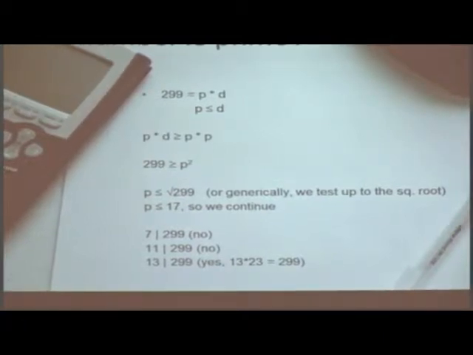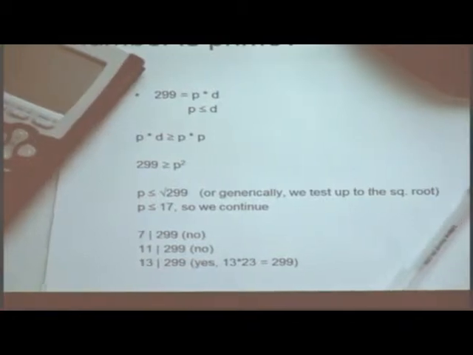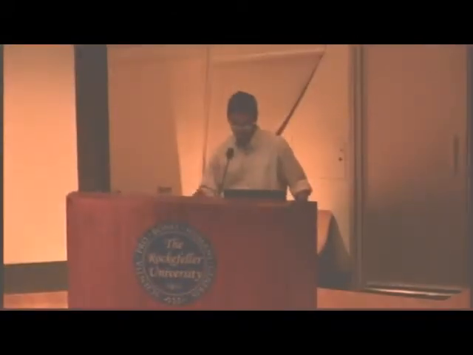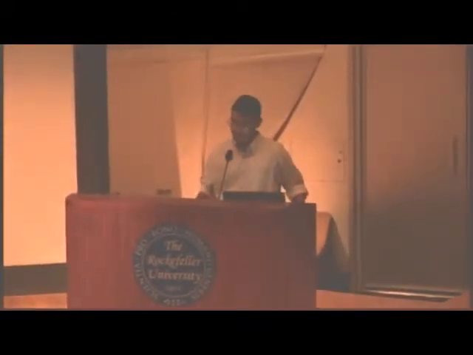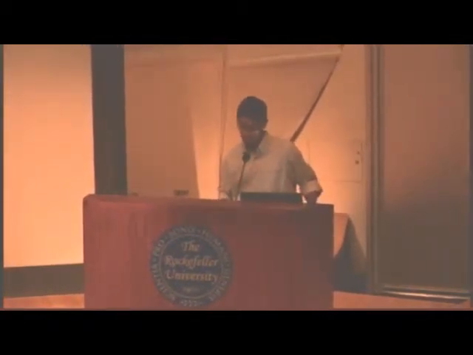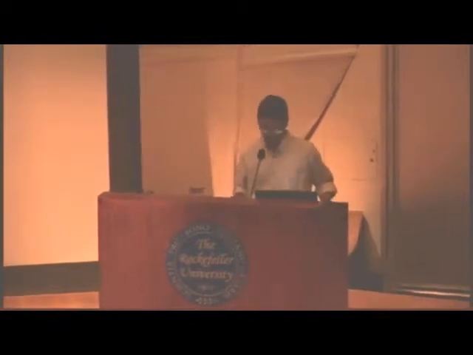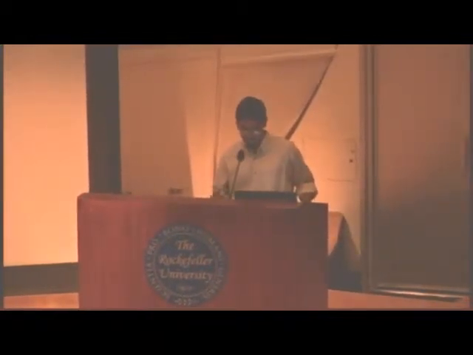So the square root of 299 is just about 17, so we continue testing. We ask, is 7 a divisor, 11, up until we get to 13. We find that 13 does divide 299. And in fact, 13 times 23 is 299. So looking at this, we ask, is this the only way to actually test the primality of a number? Because, I mean, it is pretty tedious going through the list of every known prime. So is this really the only way? And the answer to that is no.